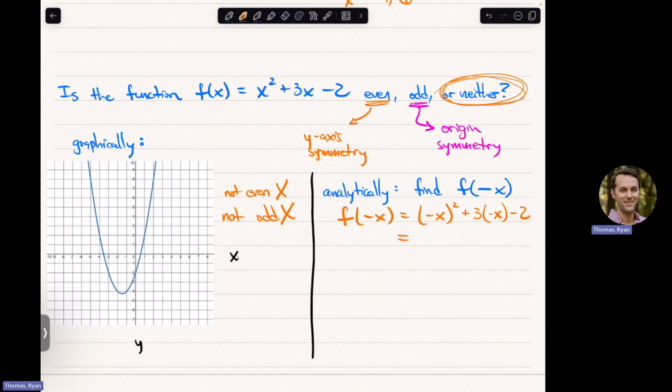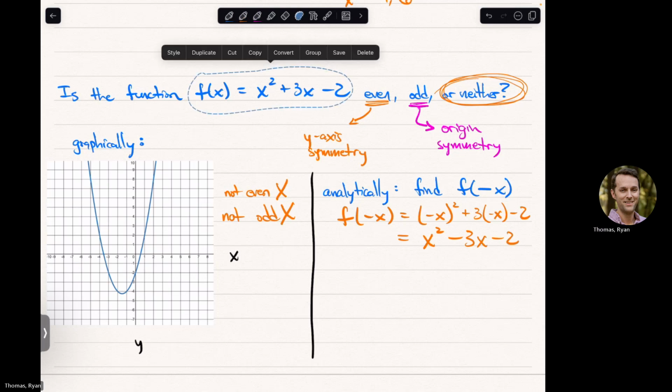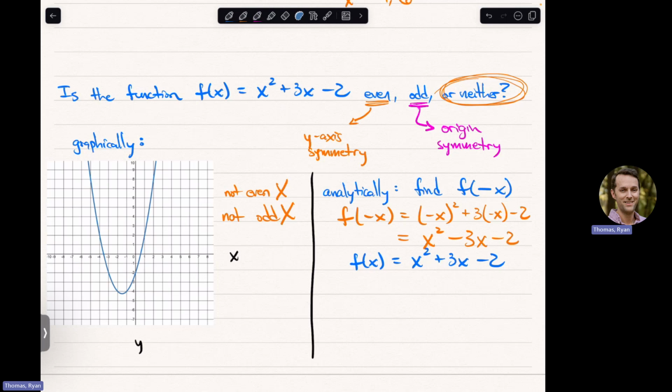And then I'm going to simplify. -x times itself, the negatives cancel. I get x squared. 3 times negative x, so that's minus 3x, minus 2. And then what I want to do is compare these two things. The comparison I'm doing is to see if these are identical, which they're not.